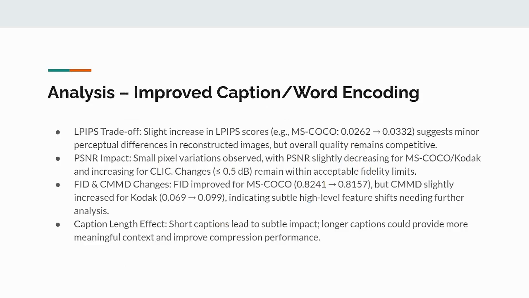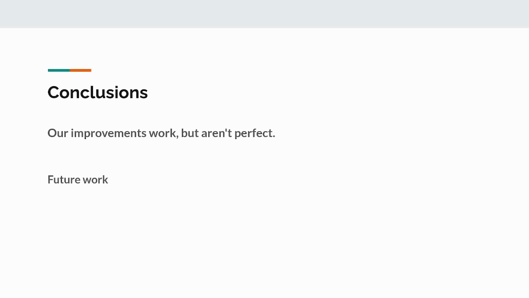One of our explanations for this is that short captions, which are used to test this improved caption word encoding, are used by the original authors, and thus longer captions could provide more meaningful context and improve the compression performance. In conclusion, we generally saw some improvement in our experiments, but they are not perfect.